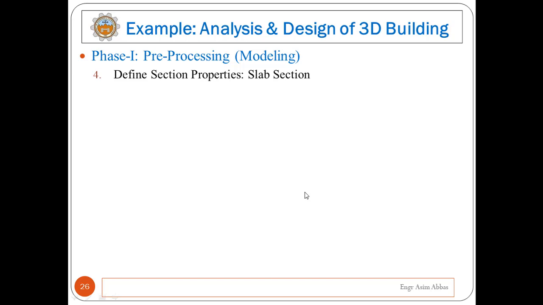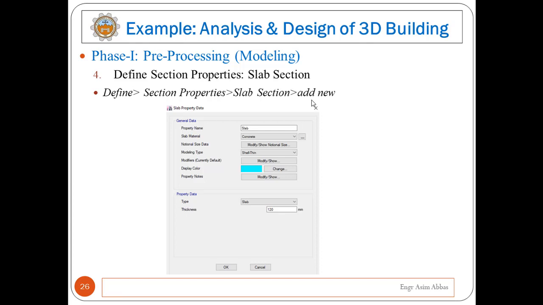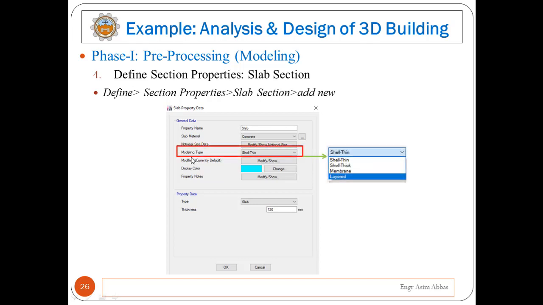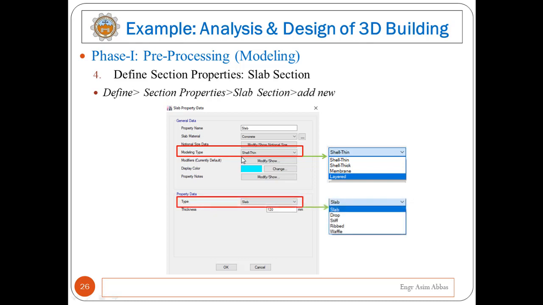Okay, once the frame section is defined, next is to define the slab section. For that, go to Define, Section Properties, Slab Sections, and Add New Slab Section. This window will appear where I will define the name of this section, then the slab material, right? Then the modeling type. Actually there are different modeling types available, so I will choose Shell Thin. Okay. Then I will choose the property type Slab, right? Then I will enter the thickness of the slab, that is 120 mm.